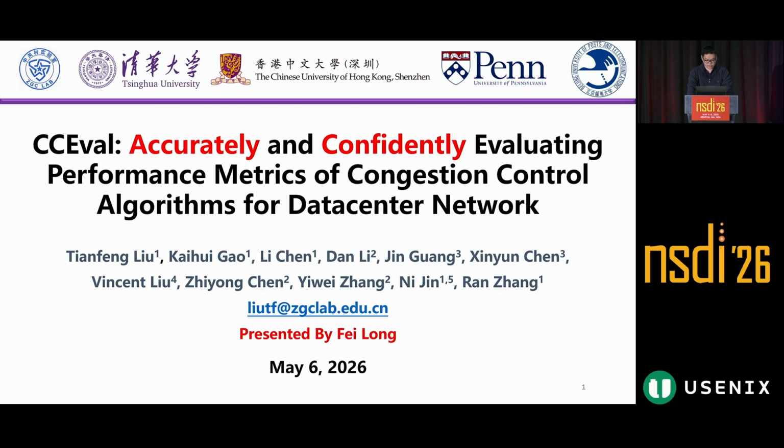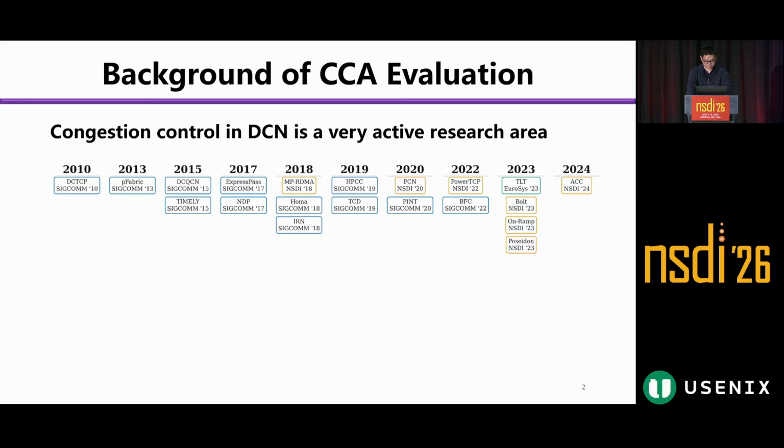The name of this work is CCEval, a framework to accurately and confidently evaluate performance metrics of congestion control algorithms for data center networks. This work is a joint effort with researchers from ZGC Lab, the Chinese University of Hong Kong, Shenzhen, Beijing University of Posts and Telecommunications, and the University of Pennsylvania.